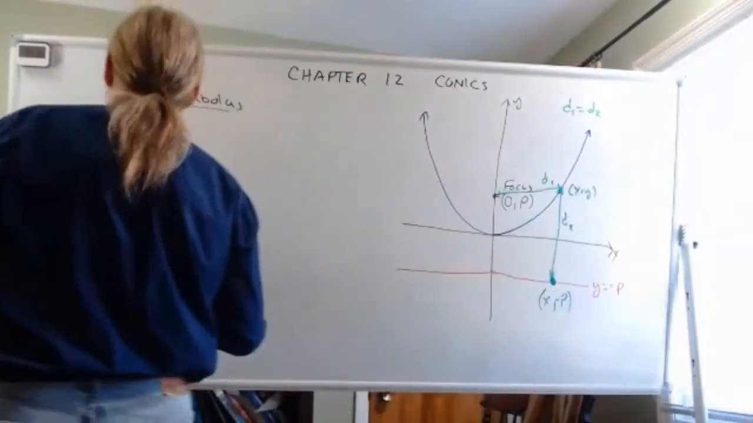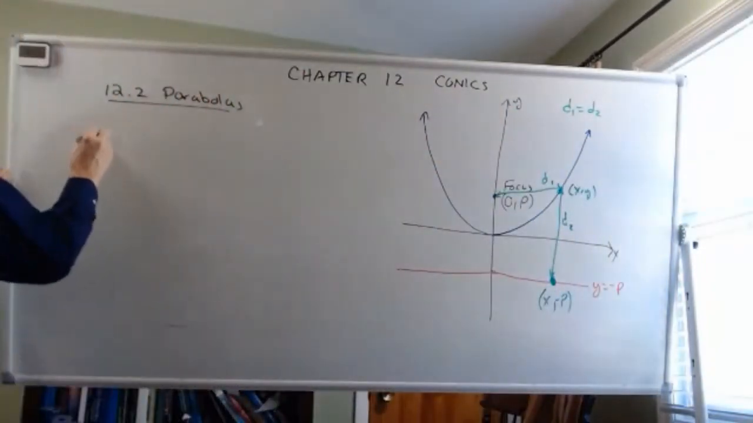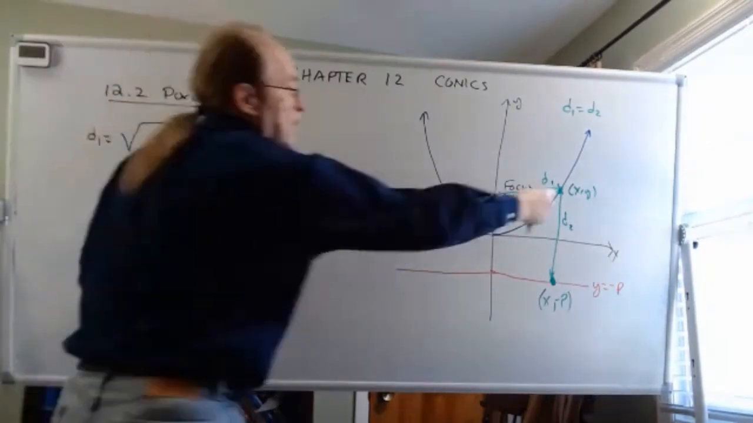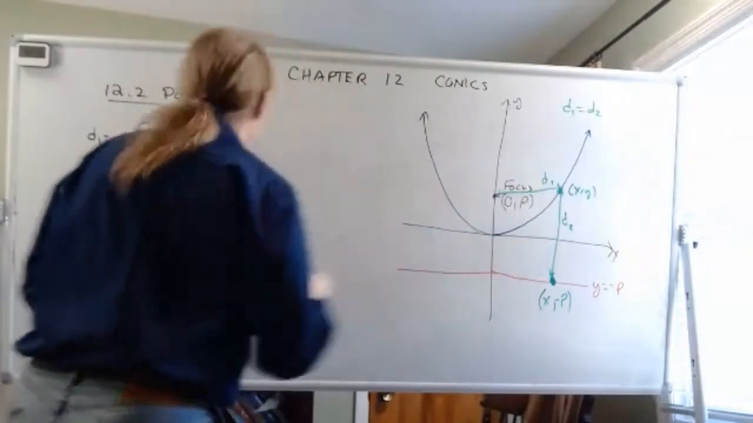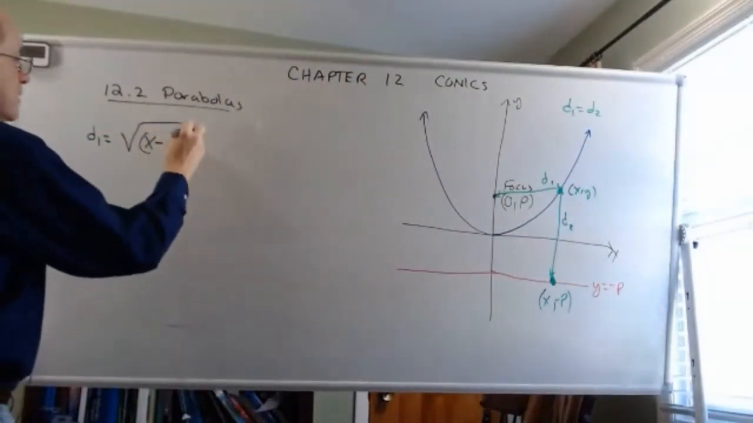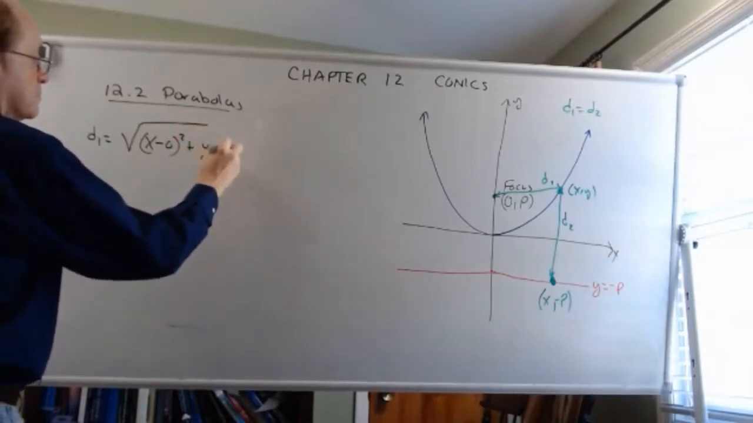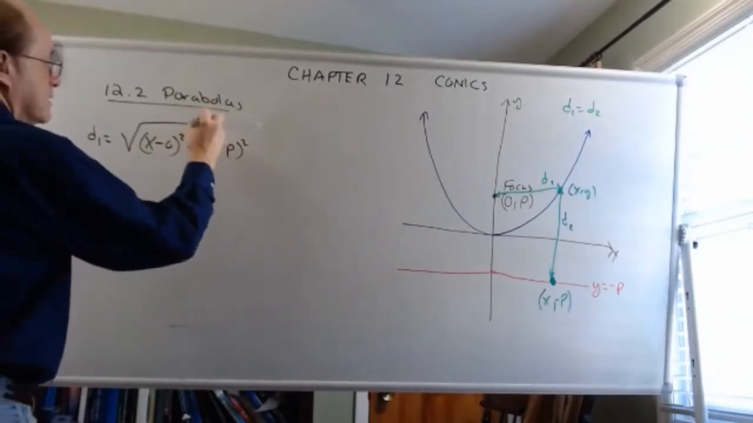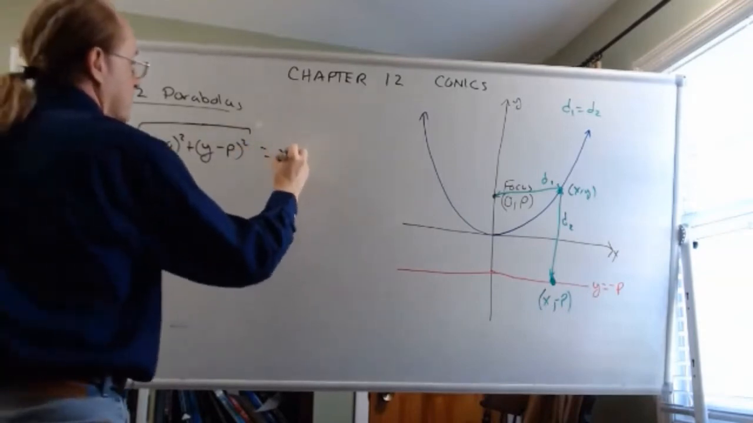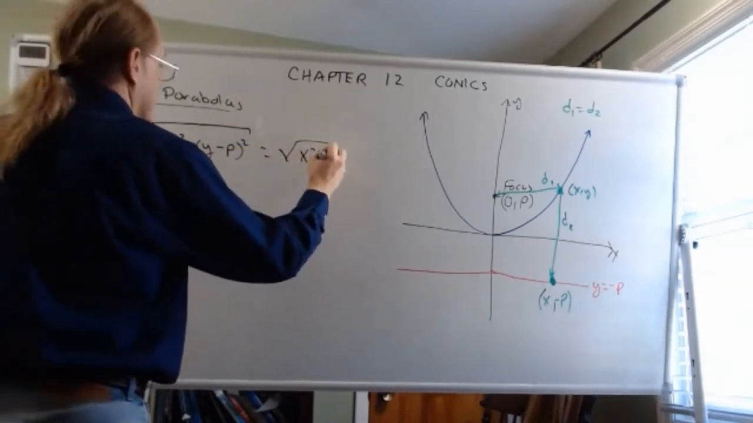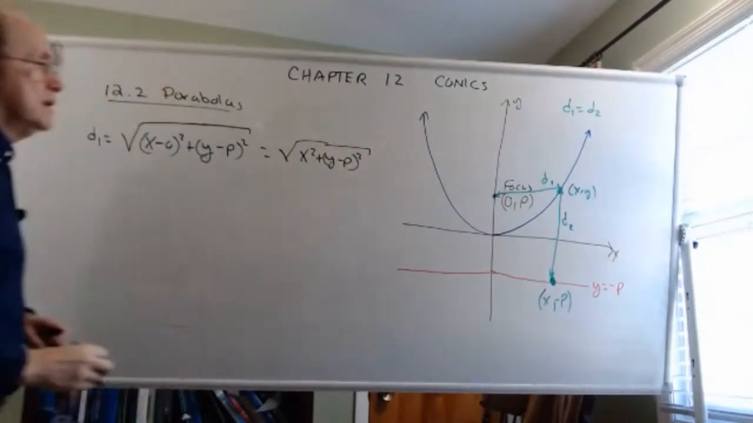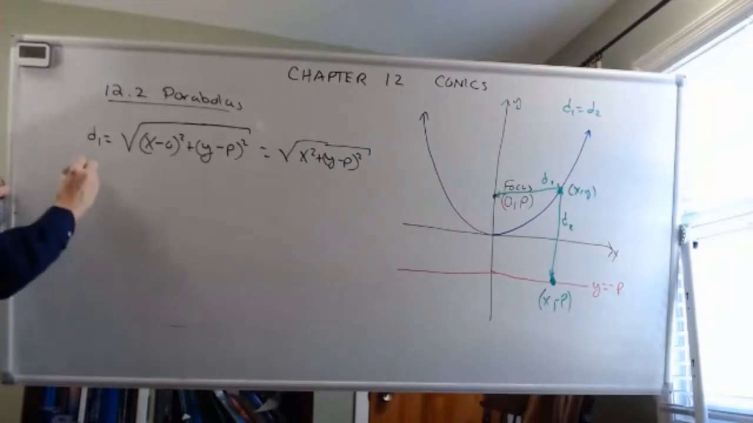So what is the distance? Call that d1. Well, that's nothing more than if I take my x minus my x coordinate, so it's x minus 0 squared plus y subtracting p squared. So that's that distance right there. Or I can simply write that as the square root of x squared plus y minus p quantity squared. Okay, let's take a look at that distance d2.